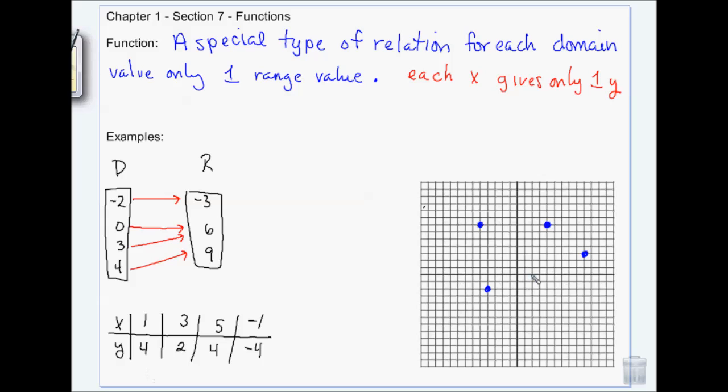Here, if I look, this x only gives me this y. There are no other y's for that x. Same here, same here. I don't have two y's on the same x. There's a 0 and a 6, and 3 can go to 6.